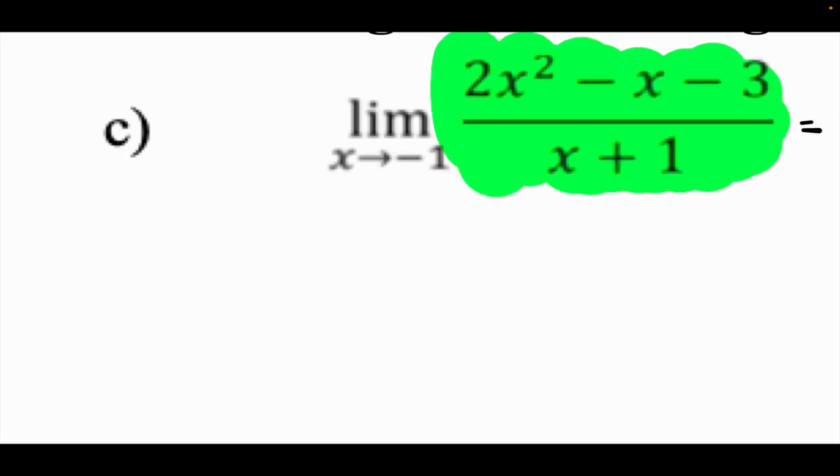I'm going to factor it. The top is a trinomial. It's got 3 parts, right? 1, 2, 3. I'm going to factor it using the trinomial parts.